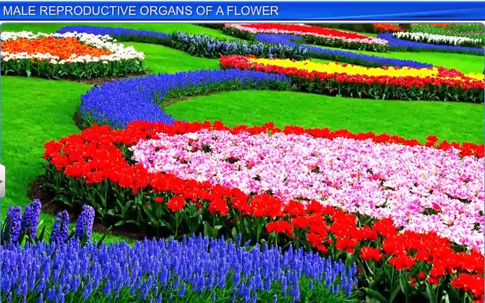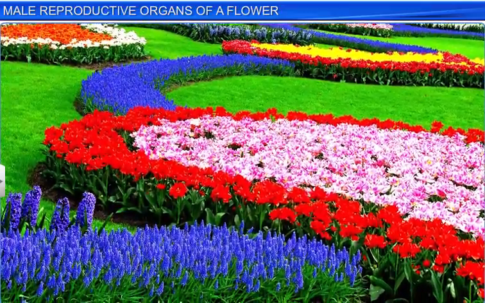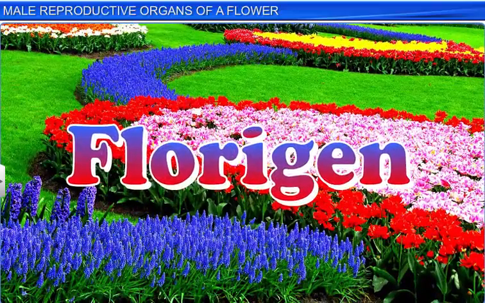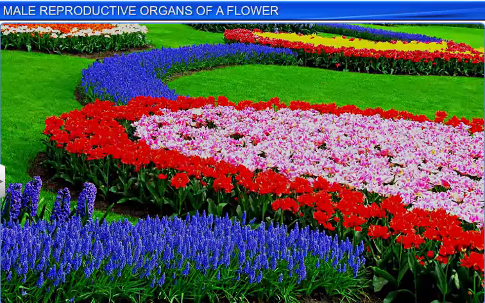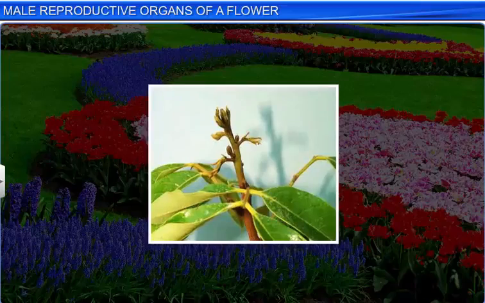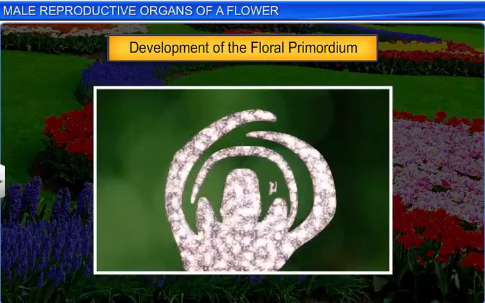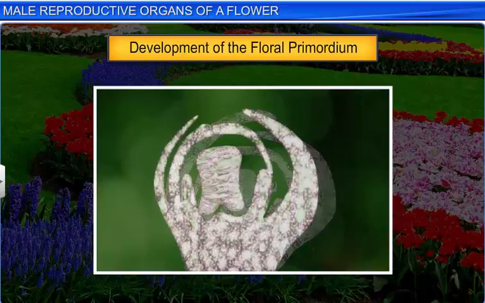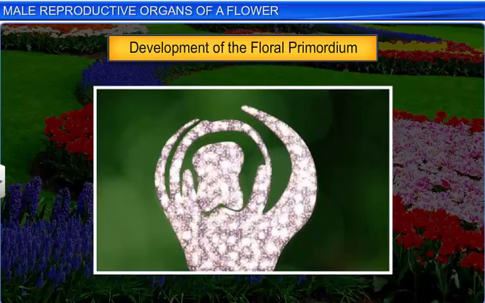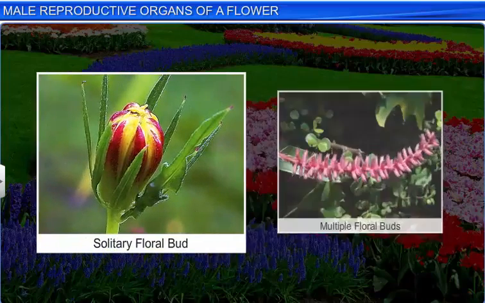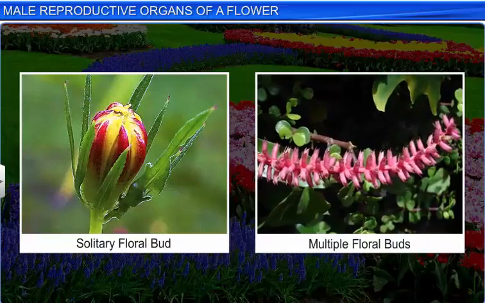This phase is, however, preceded by several physiological and morphological changes induced by hormones such as florigen present in the leaves. These changes lead to the differentiation of vegetative buds into floral buds and the development of the floral primordium, the rudimentary or preliminary stage of the flower or the flowering shoot. This primordium either bears a solitary floral bud or inflorescences that bear multiple floral buds.